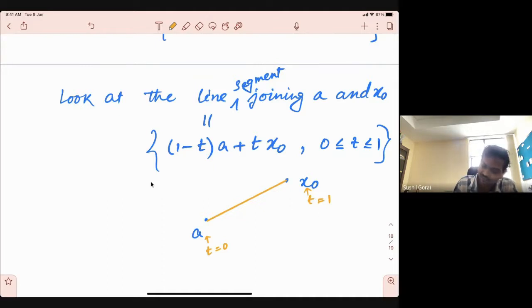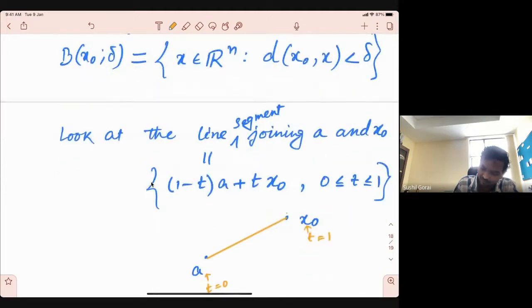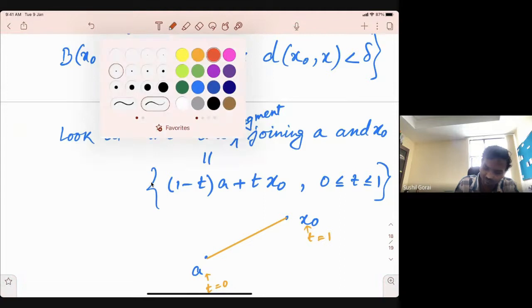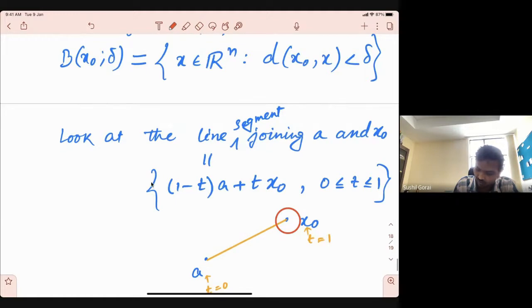Now this is a line joining A and X naught, so this neighborhood, this B(X naught, delta), will have an intersection with this neighborhood. Any neighborhood here will have an intersection with this line. But this line segment joining A to X naught, except at t equal to 1, lies inside.